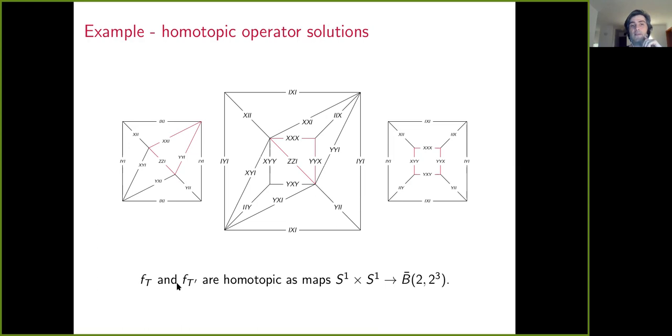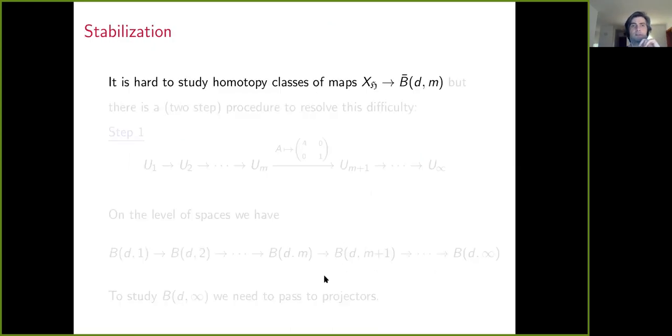So if you look at the corresponding maps, Ft and Ft prime for the Mermin square and star operator solutions, both are 3 qubits in this case. It is going to be a map from S1 cross S1, which is a topologist's way of writing a torus, to B bar space, and the parameters are d equal to 2 and m equal to 2 cubed, because we have 3 qubits here. These are 3 qubit solutions. And we have this homotopy, meaning that these operator solutions are essentially the same, equivalent.